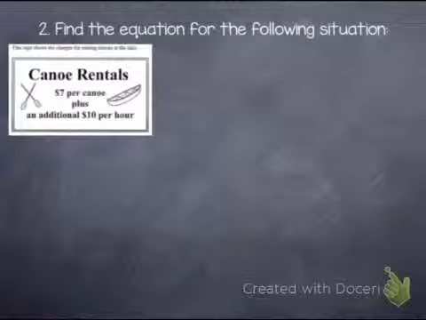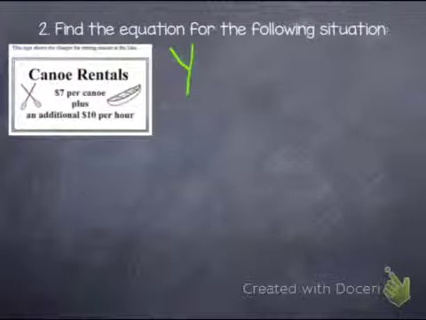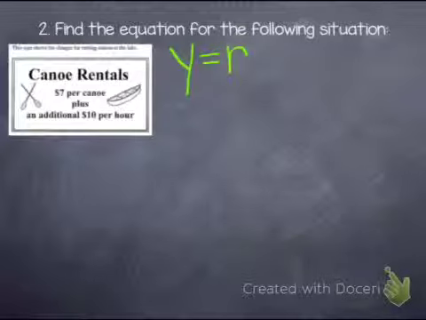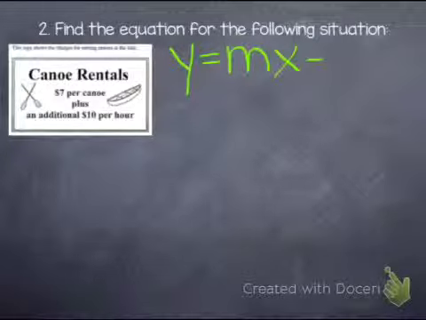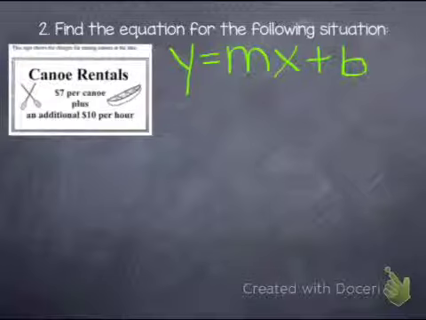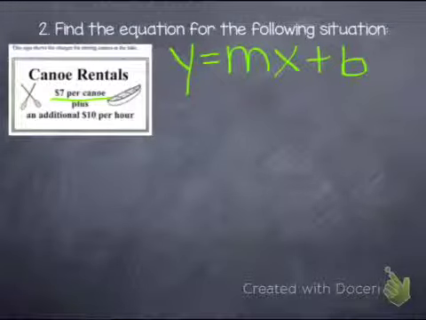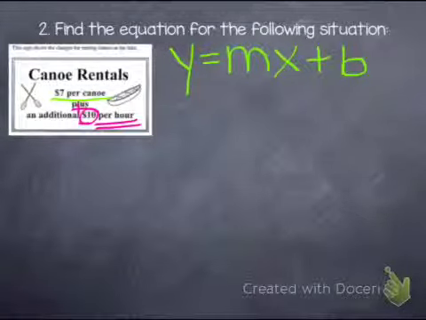Up next, we have an actual real-life example of where we might use our slope-intercept form. We've really been hitting it hard this week on slope-intercept, I know, but in real life. So I'm going to just go ahead and throw it up here, y equals mx plus b. So our real life situation, canoe rentals: you're going to be paying $7 just to rent the canoe, plus you're going to be paying an additional $10 per hour.